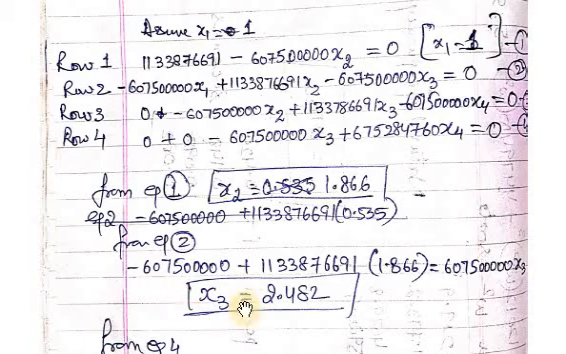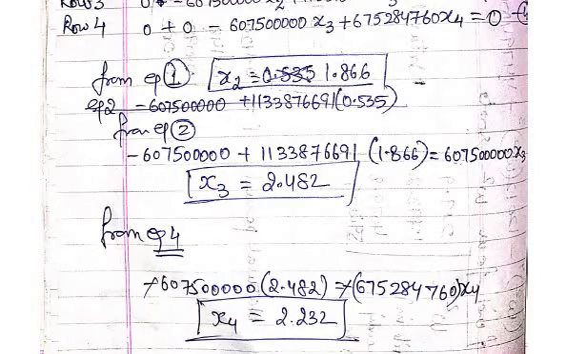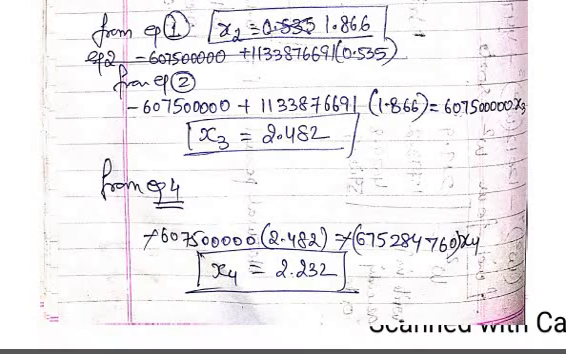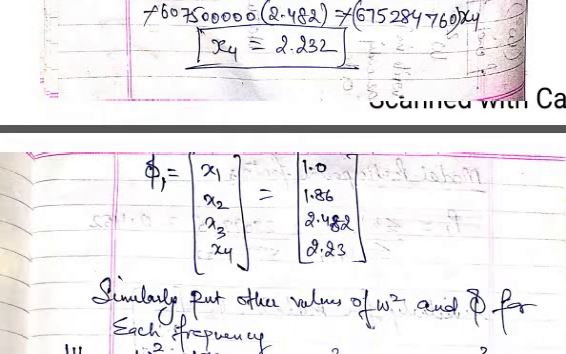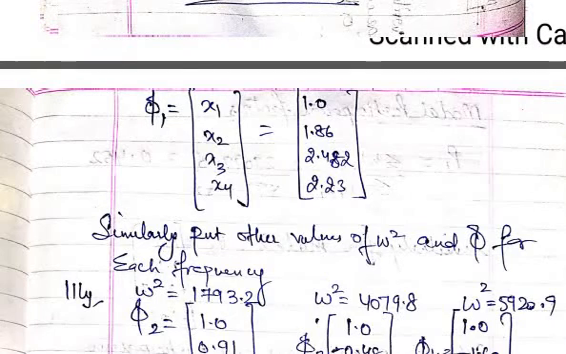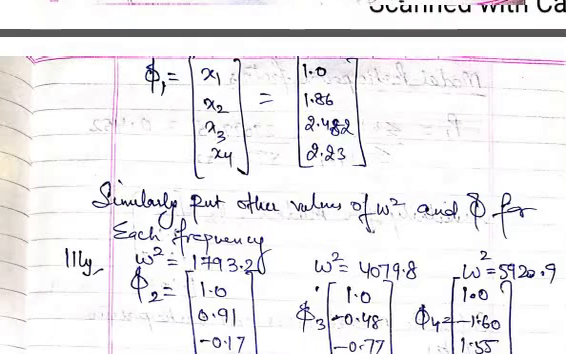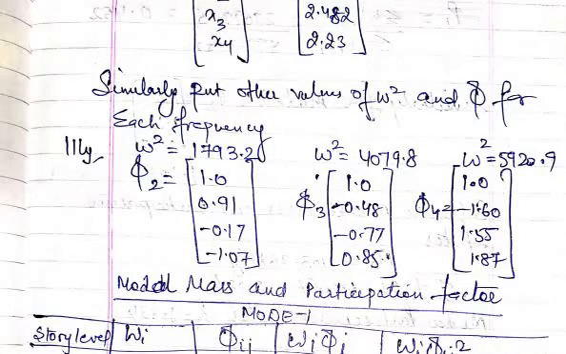From equation 2 you will find the value of x3. Similarly, when you solve equation 4, you will find the values of x2, x3, x4. Then you will put these values here. Your phi 1 is x1, x2, x3, x4 in this way. Similarly, put the other values of omega square and phi for each frequency. Similarly, you will get phi 2, phi 3 and phi 4.